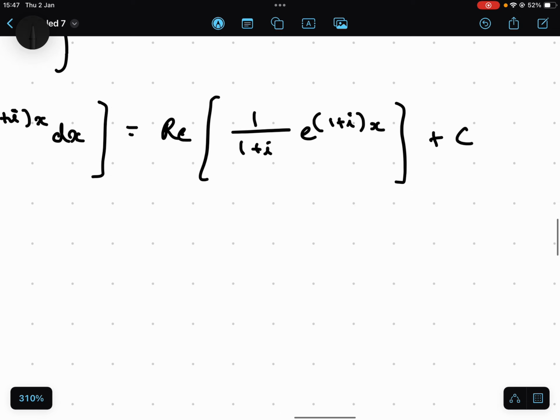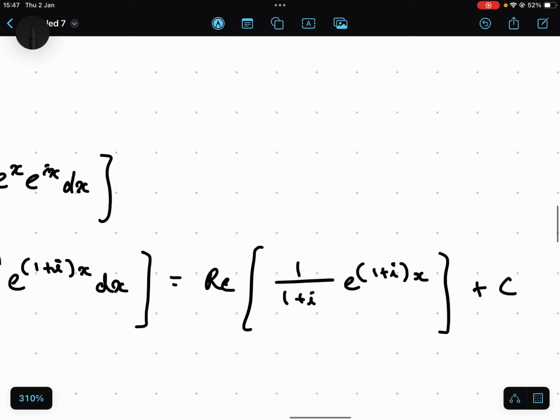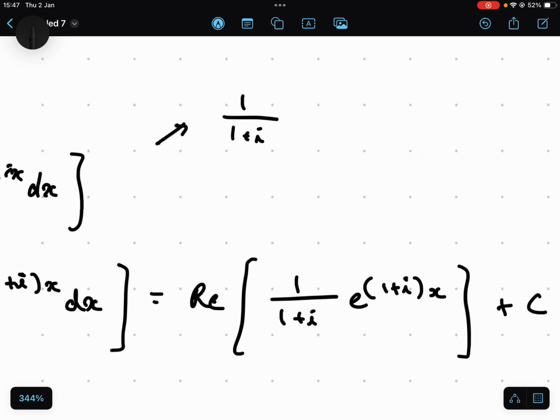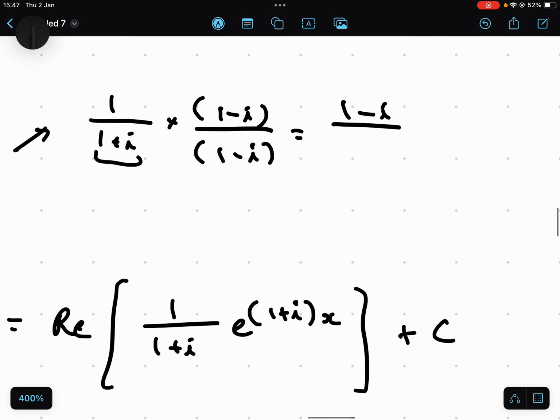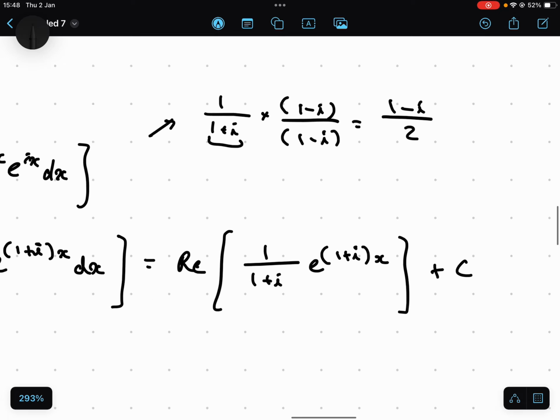Lovely. We've integrated. Now we've got to get rid of i, because we want everything in terms of real parts, not imaginary parts. So the first thing is we've got 1 over (1+i). We want this denominator to be realized. So we just multiply it by 1 minus i, the complex conjugate, and we're left with (1 minus i) over 2, because 1 plus 1. Hopefully you know how to multiply complex conjugates. So we can just pop that in here.